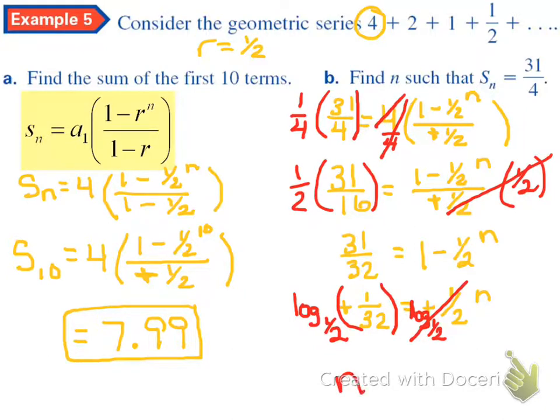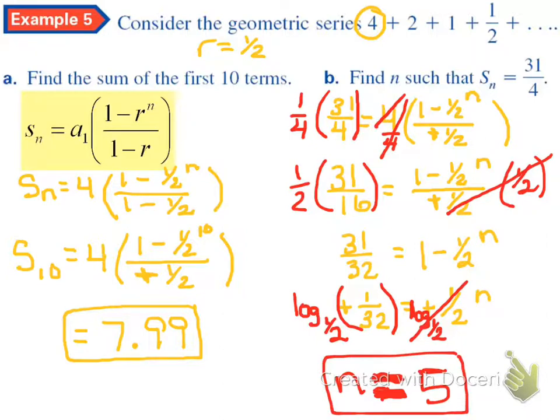If you punch this into your calculator correctly, you should have found that n was not approximately equal to, but exactly equal to 5, because we're looking for the number of terms. So the fifth term would give us a sum of 31 over 4.